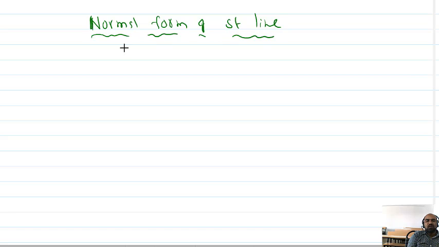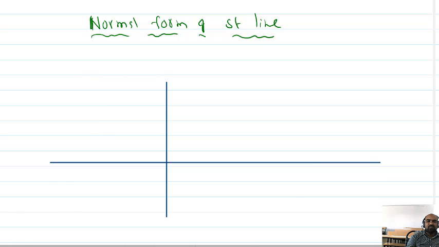Next important form is the normal form of a straight line. I will first write the definition. Listen, students, this is the y-axis and this is the x-axis. Take any line on the plane. For example, this is one of the lines, L. The line is not passing through the origin; that's not a big problem.